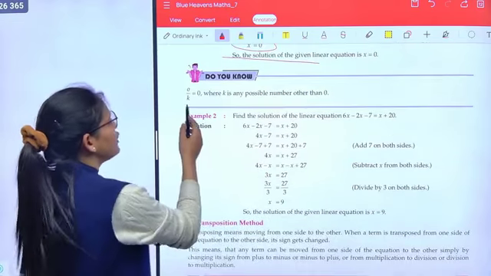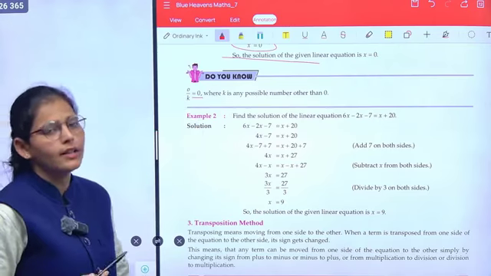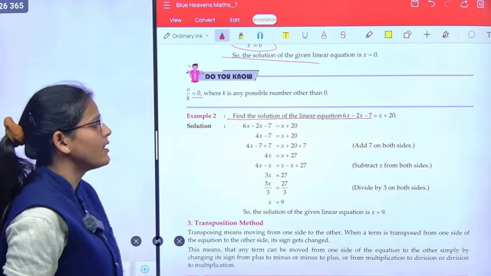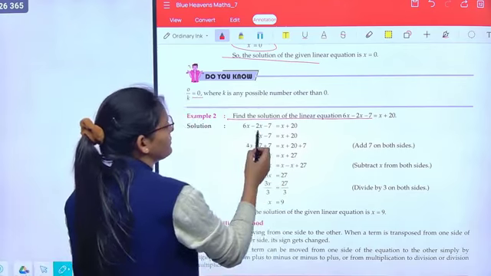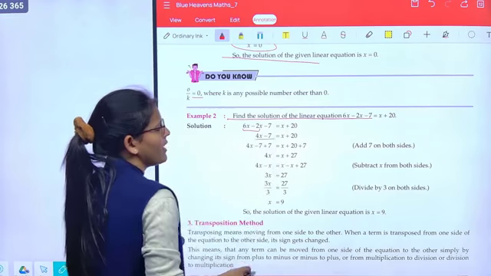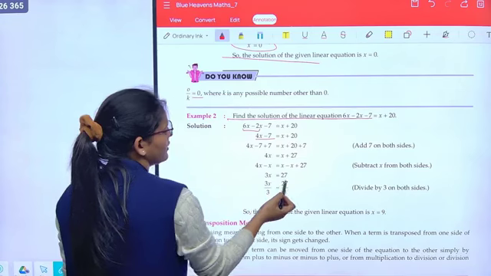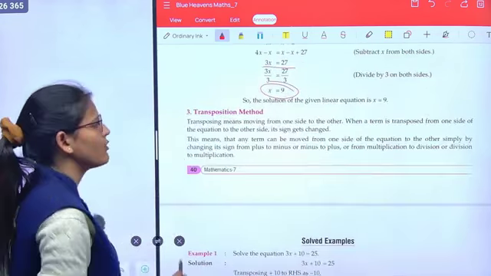Now 0 upon k is equal to 0, where k is any possible number other than 0. Find the solution of the linear equation 6x minus 2x plus 7x is equal to 20. Now class, हमने उसको like term में किया पहले, that is 4x minus 7. अब हमें क्या करना होगा? 7 इधर चला जाएगा, that is plus. Now class, ये क्या हो जाएगा? 3x is equal to 9. So the solution of the given linear equation is x is equal to 9.